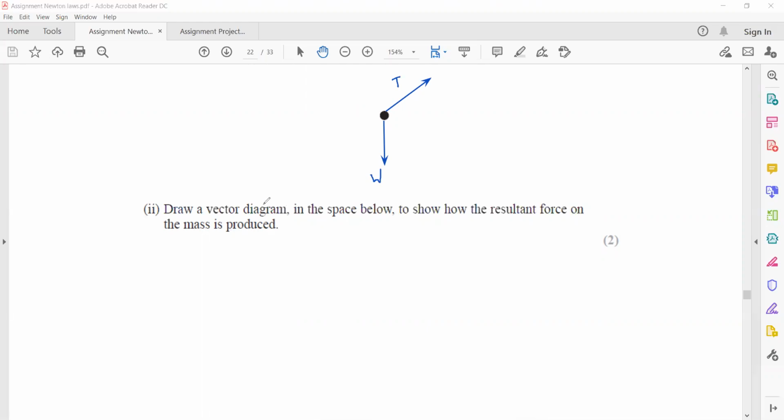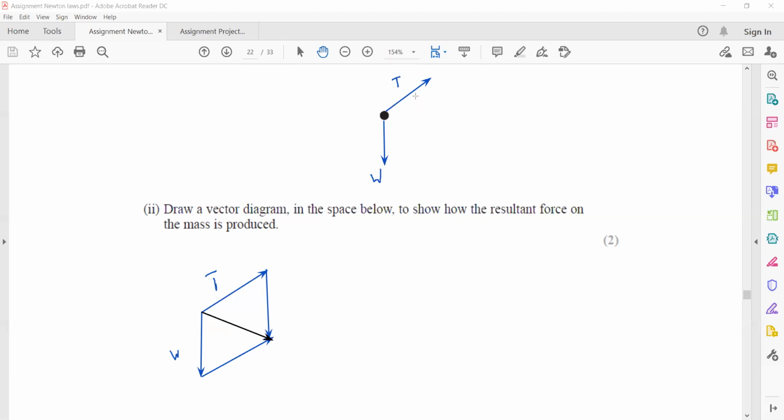So how do we draw the vector diagram? We can use a parallelogram method. If I use a parallelogram method, I'll consider them as sides of the parallelogram. So if I consider them as sides of the parallelogram and I complete the parallelogram, for a parallelogram the resultant is a diagonal. When I complete this parallelogram, what will be the resultant? The resultant will be the diagonal.